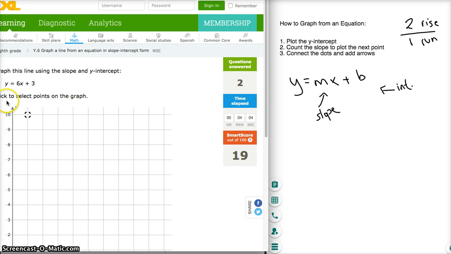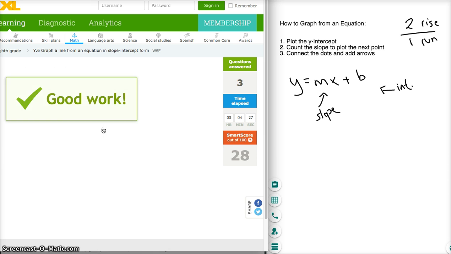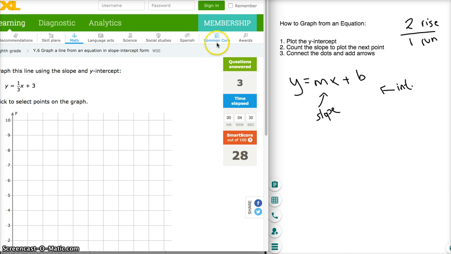Okay, cool. So then here's our next one, 6x plus 3. Plot the y-intercept starting on 3. And our slope is 6 or 6 over 1. So we're going to count 1, 2, 3, 4, 5, 6, and go over 1. There's our line. If we were doing this by paper and pencil, we would connect that line and add the arrows to both ends of the lines. IXL does that for us for today. If you want to practice this on your own, you can go to IXL.com and look for this skill, y.6 for 8th grade.